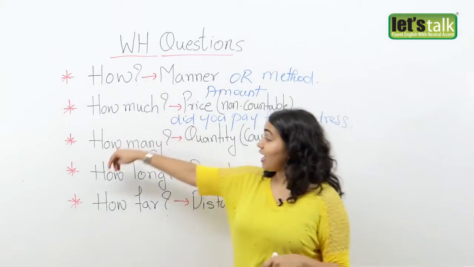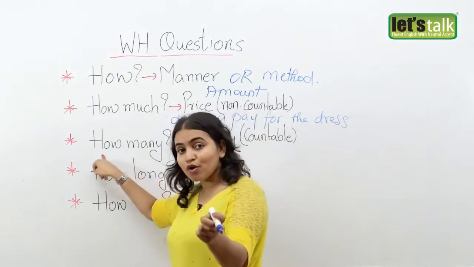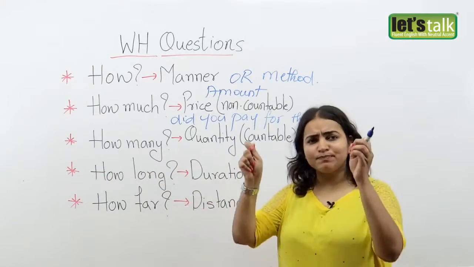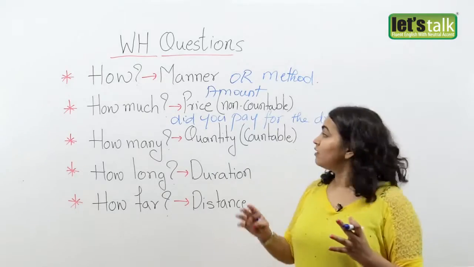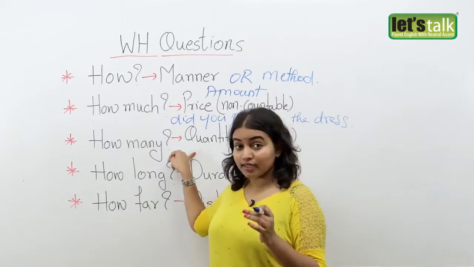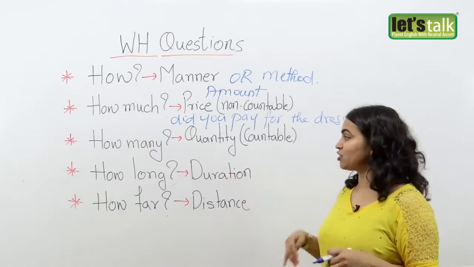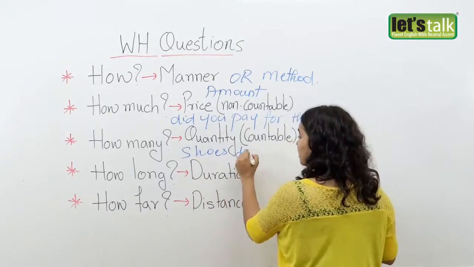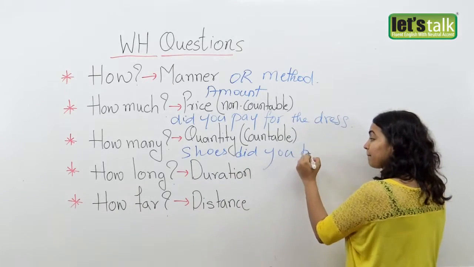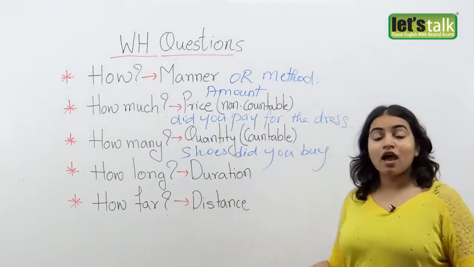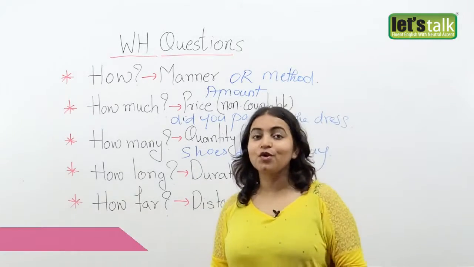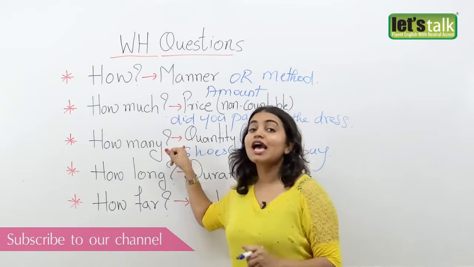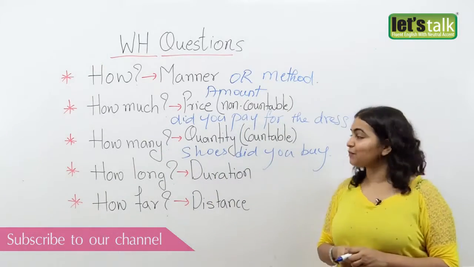All right. On the other hand, I will use how followed by the word many when I'm talking about a specific quantity. So here I don't talk about the price, I talk about the quantity. So I could say, how many shoes did you buy? Or I could say, how many books did you read? So I'm talking about a quantity which is very specific, and therefore it is countable.